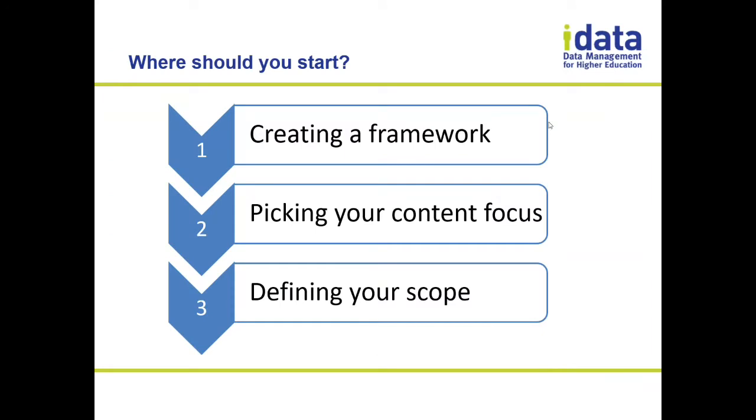Here are the three steps. One, you want to figure out the framework to store this data. It doesn't have to be your final framework, maybe it's a preliminary one, to have some place to have this framework for governance. Two, pick what content you're going to focus on and prioritize. And three, define the scope within your organization that you're going to roll this out.